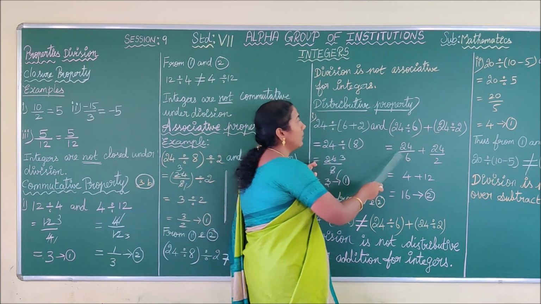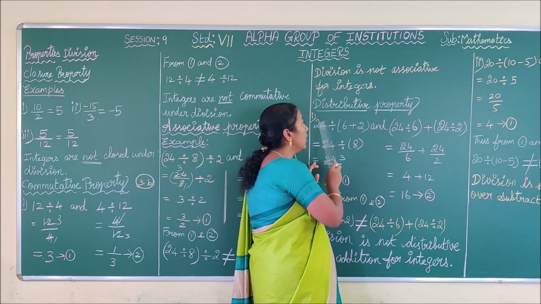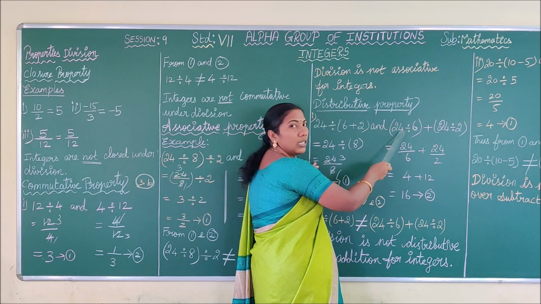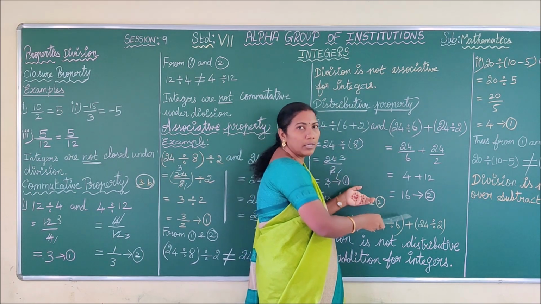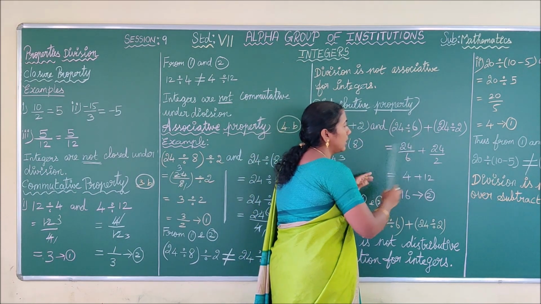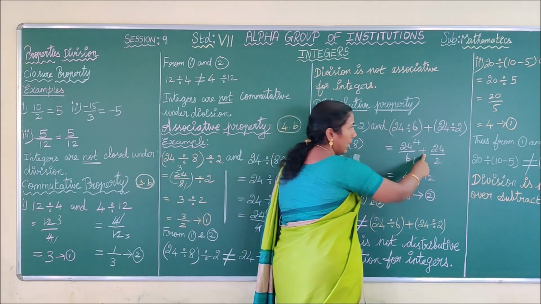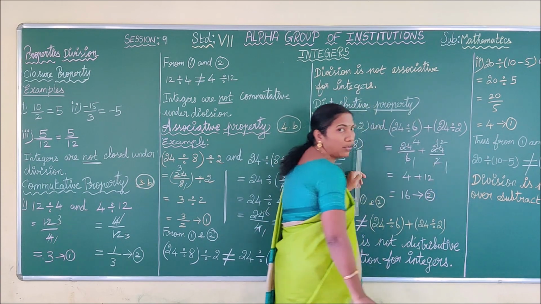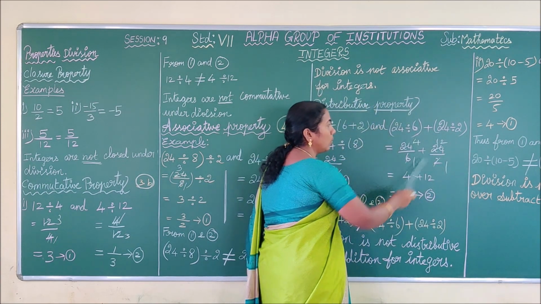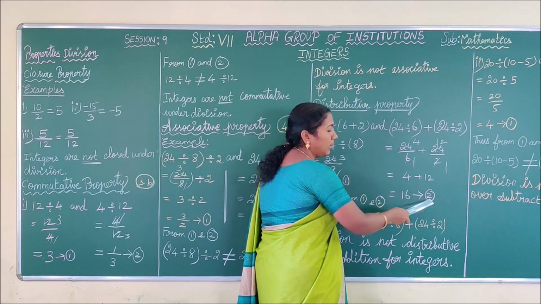Next I am distributing this division over this addition. That is 24 divided by 6 plus 24 divided by 2. Let us check what happens. 24 divided by 6: 1 6 is 6, 4 6s are 24. Plus 24 divided by 2: 1 2 is 2, 12 2s are 24. Thus 4 by 1 is 4, 12 by 1 is 12. 4 plus 12, what is your answer? 16. Let it be equation number 2.